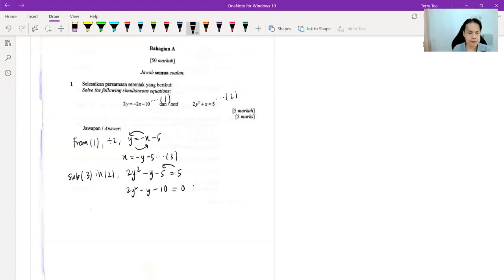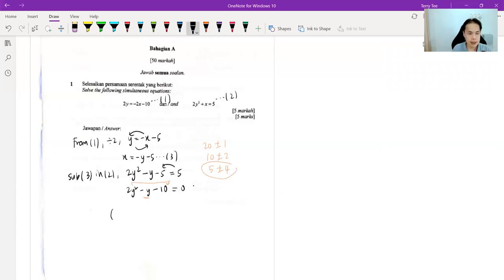So what we have here is a quadratic equation. We take 2 times 10. 2 times 10 gives us 20. Factors of 20: 20 and 1. We also have 10 and 2, 5 and 4. The combination that gives us 1y in this case is 5 and 4. So we're going to pick 5 and 4.